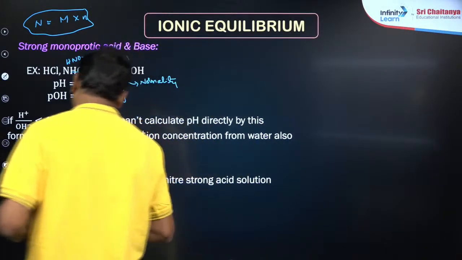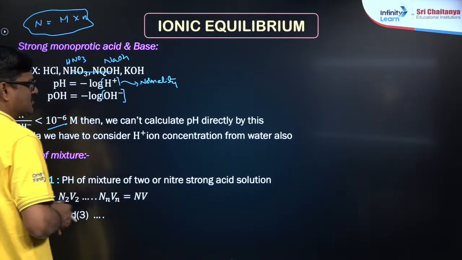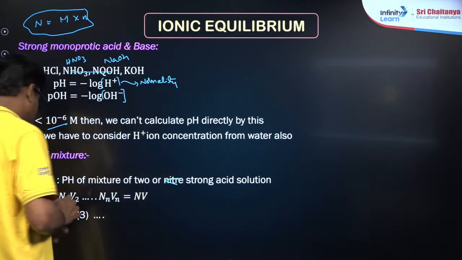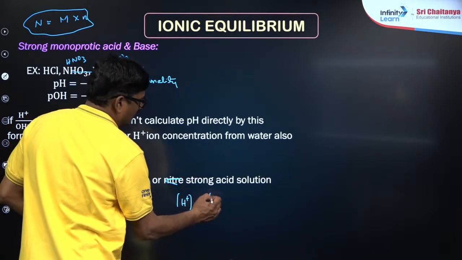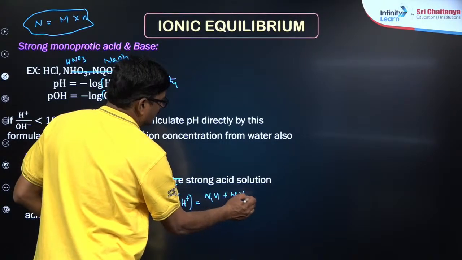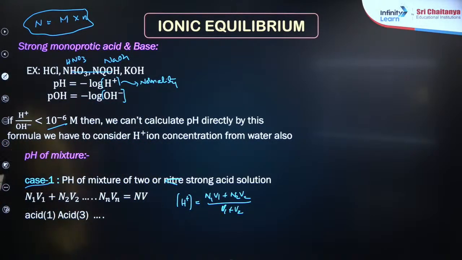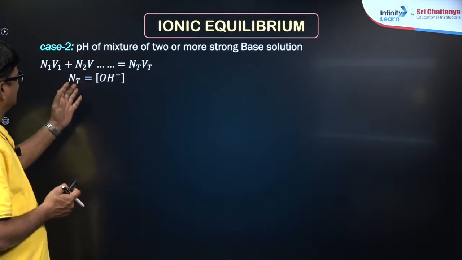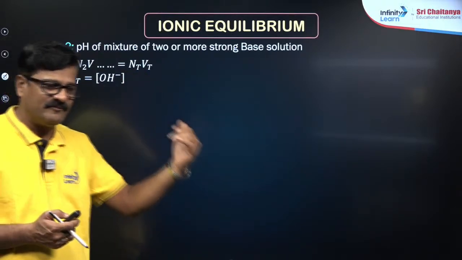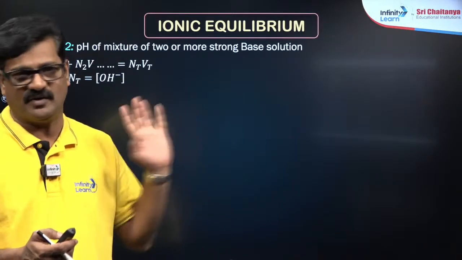Okay, pH of a mixture. Case 1, pH of a mixture of two or more strong acid solutions. The H plus ion concentration is going to be N1 V1 plus N2 V2 by V1 plus V2. Now case 2, pH of a mixture of two or more strong bases: you calculate the OH minus ion concentration in the same way, then you calculate the pOH, then pH is equal to 14 minus pOH.